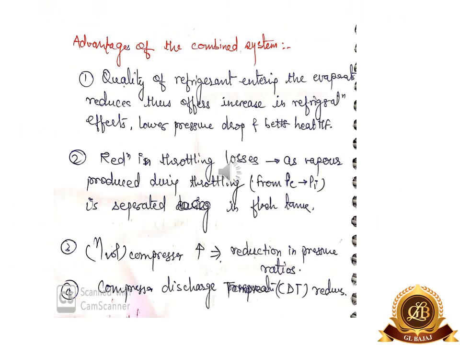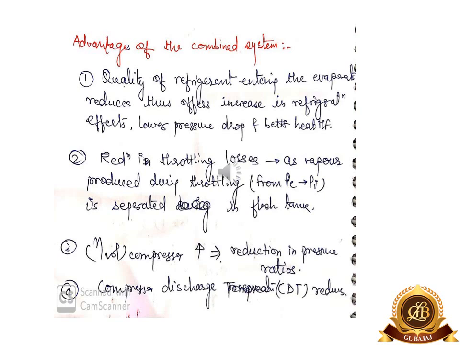The present slide shows the advantages of the combined system, which shows that the quality of the refrigerant entering the evaporator reduces. When the quality of the refrigerant entering the evaporator reduces, there is an increase in the refrigeration effect. It will lower the pressure drop as well as give a better heat transfer rate. Second point is reduction in the throttling losses, because the vapor produced during throttling is now separated and only the liquid portion is fed to the throttling valve. So there is always a reduction in the throttling losses.